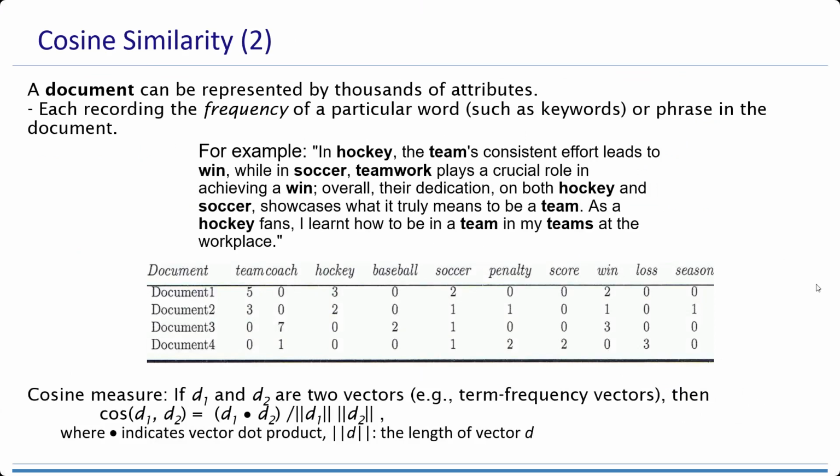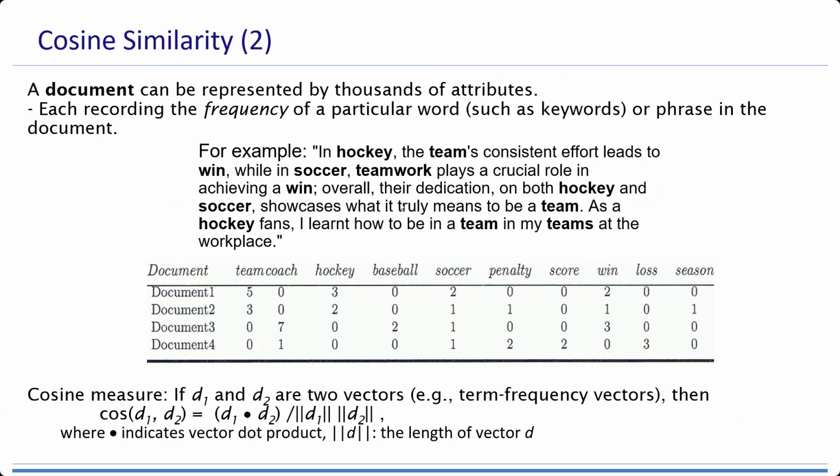When we have a lot of columns, the value will be very, very biased. So let's see with this example. I have a review. Let's say this is a review from one product. In hockey, the team's consistent effort leads to win, while soccer teamwork plays something. And then based on this data, we want to check the frequency.